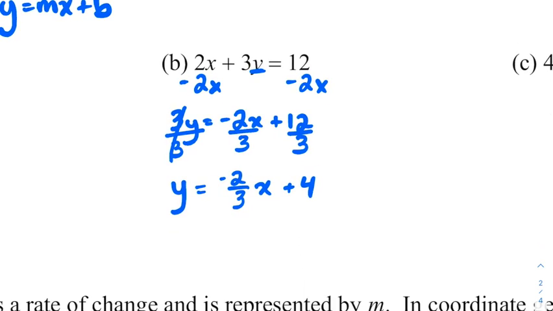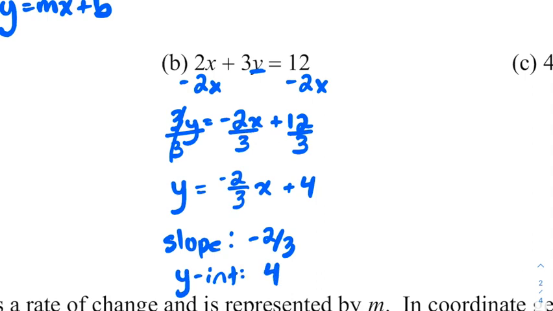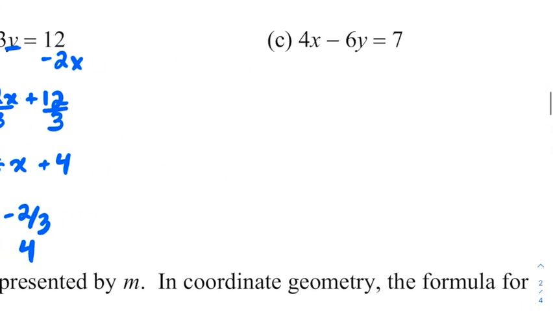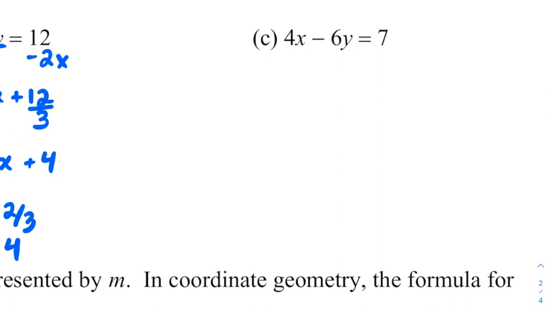When it's in this form, I could see that the slope is negative 2/3 and the y-intercept is 4. Okay, and the last one. Again, it's kind of very similar to b. Let's subtract the 4x first.